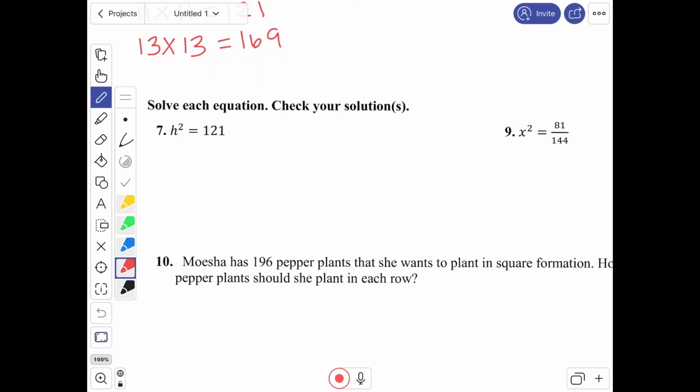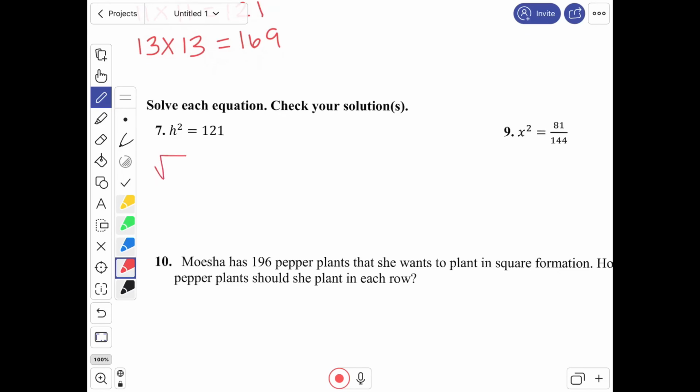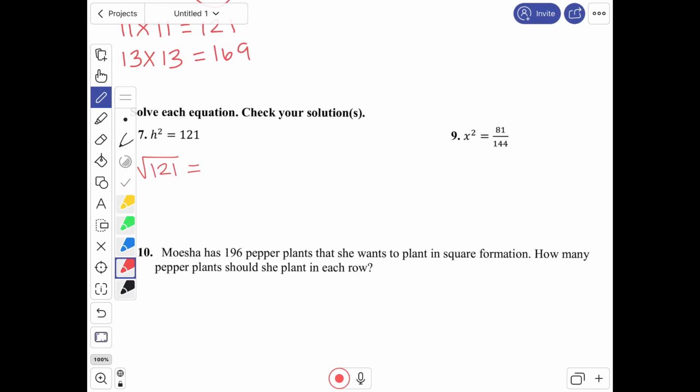Number 7 says solve each equation and check your solution. So if we're trying to figure out h squared, which means h times h equals 121, what times itself would equal 121? Basically what you're doing is finding the square root of 121. The same thing over here for number 9. You're just finding the square root of 81 over 144.